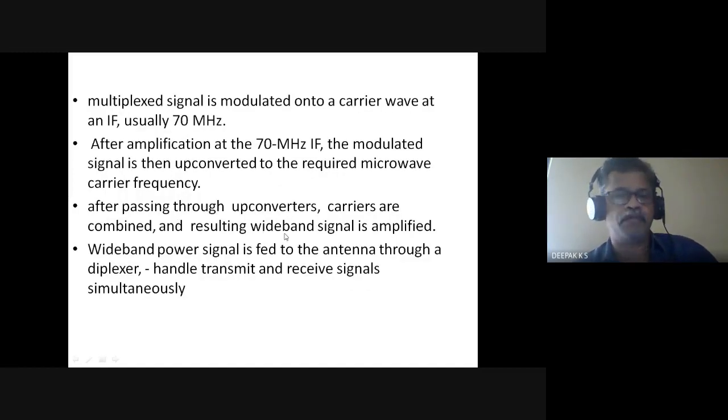After passing through the up converter, carriers are combined, and the resulting wideband signal is amplified. The wideband power signal is fed to the antenna through a diplexer. The diplexer is the device which permits a single antenna to be used as a transmitter as well as a receiver. So it will handle transmit and receive signals simultaneously.